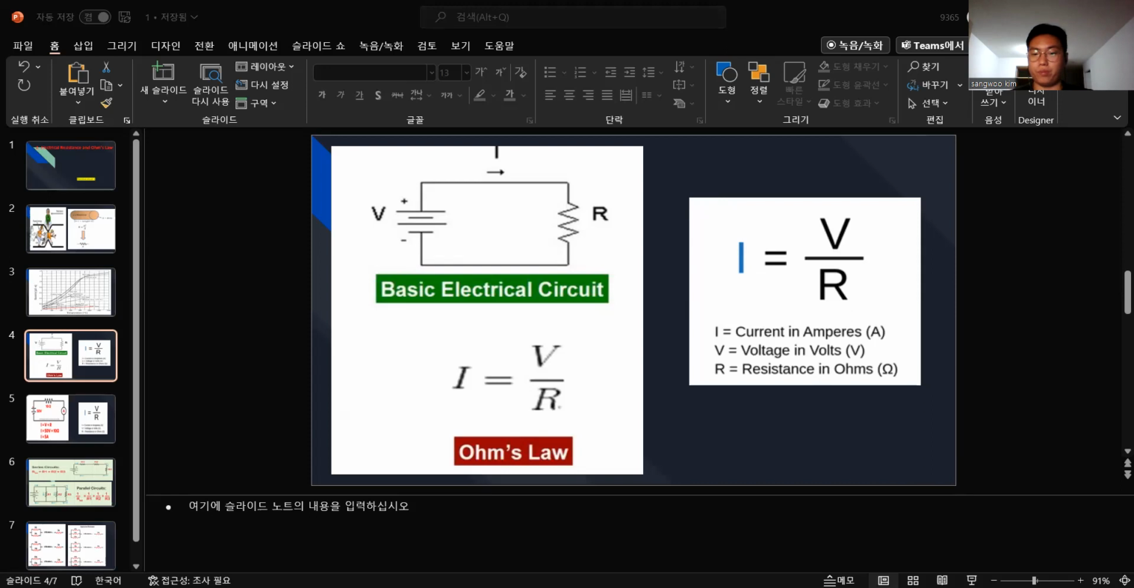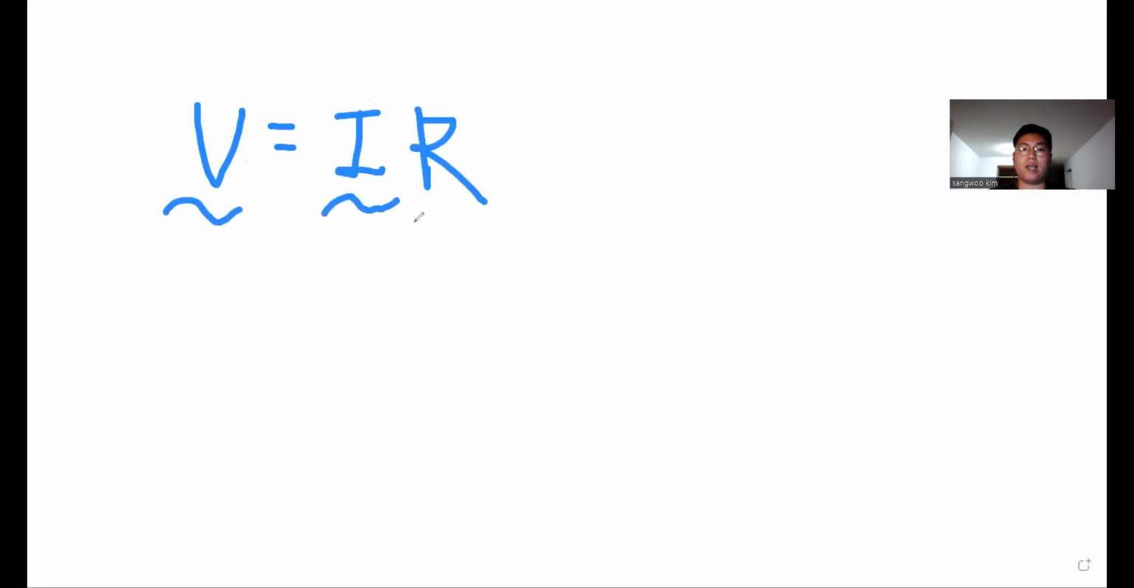So Ohm's law is really important. Okay, I said V, I, R. This is the voltage. This is I. This is resistance. You will learn more about electrical laws like Kirchhoff's laws, Ohm's law, many things. So this is the basic one.